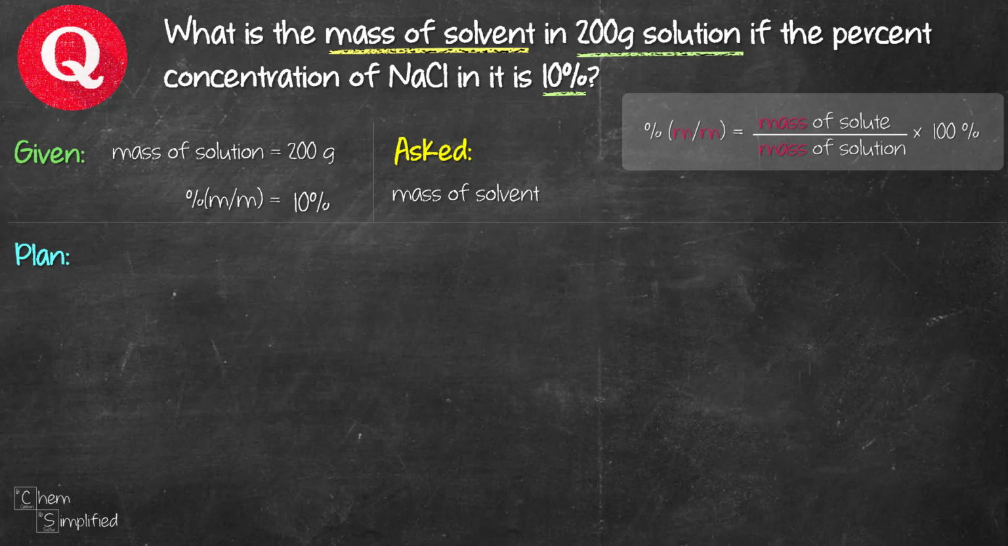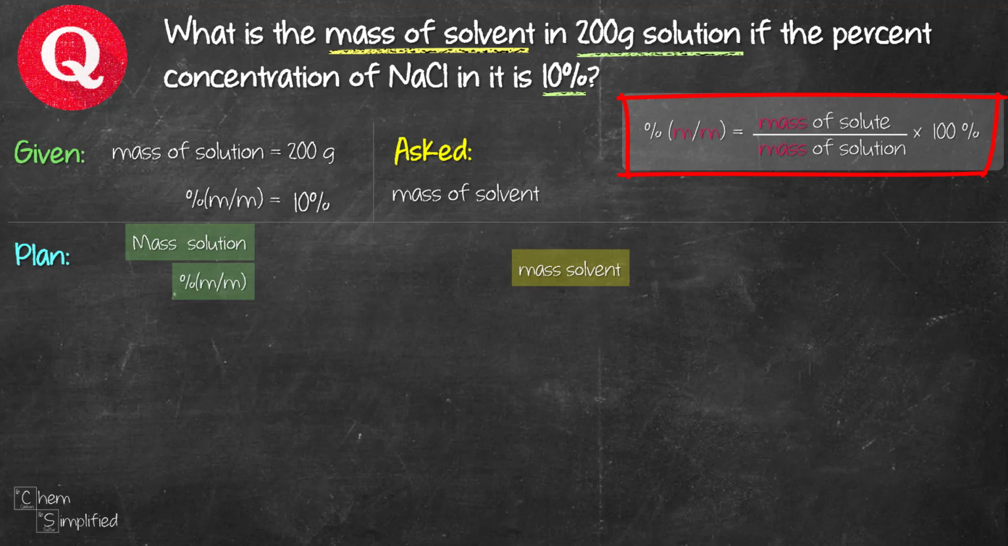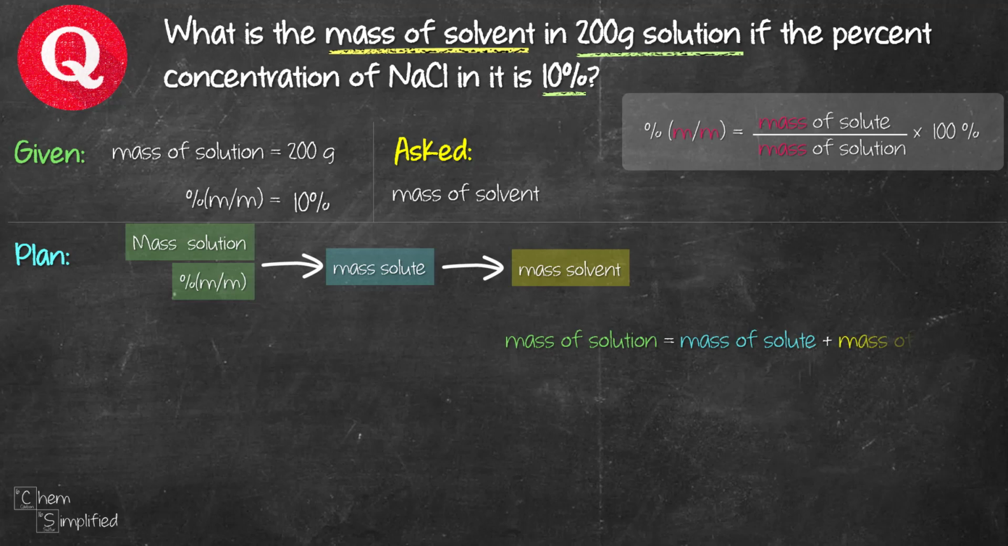From the information that's given, we have the mass of solution and the percent mass, and we are asked to find the mass of the solvent. So we need to bridge this gap. Now from the mass of solution and the percent mass, we have this formula for percent mass. Using that formula, we're going to be able to figure out the mass of the solute. Once we figure out the mass of the solute, we can easily figure out the mass of the solvent. To do that, we can just use this formula, which is the mass of the solution is the total mass of solute plus mass of solvent, because solution is made out of solute plus solvent.